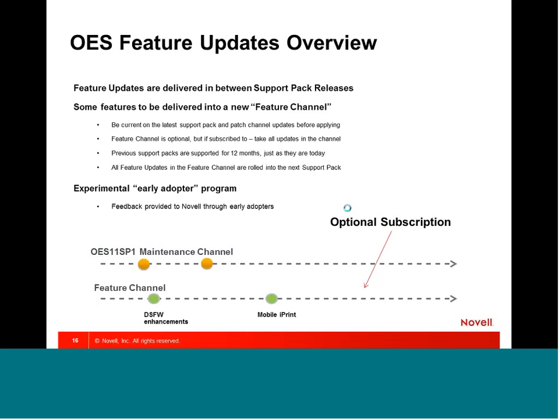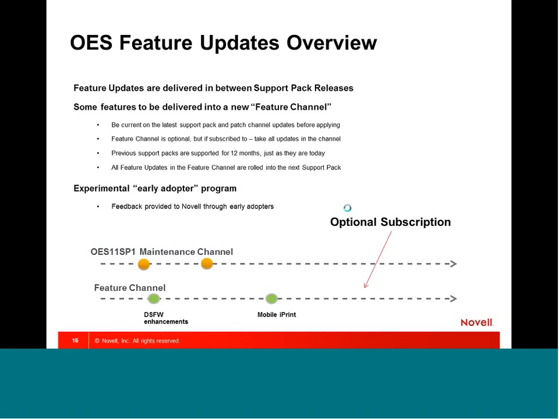As far as support goes, we would still support the regular maintenance channel as it is today, and we would also support the new feature channel. But in order for us to do that, it's an all or nothing proposition. You can't take a couple of things out of the feature channel and say, I don't want the other stuff. You can imagine us trying to support hundreds of different combinations, and that would not give us very good quality.